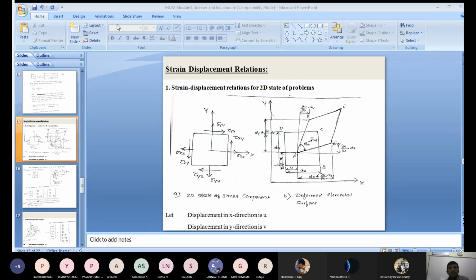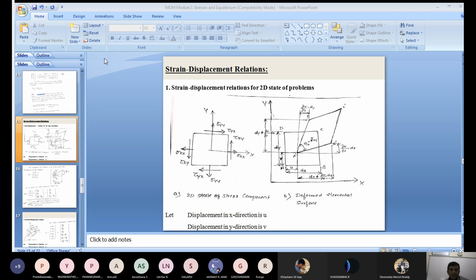Now, what are the strain displacement relations? Earlier we discussed stress-strain relations, right? For three-dimensional, two-dimensional, and one-dimensional components. For one dimension, sigma is equal to E into epsilon, applying Hooke's law. Now here, what is the relation between strain and displacement? Displacement here is nothing but deformation. Don't get confused. Displacement here is nothing but a deformation, a change in dimension.